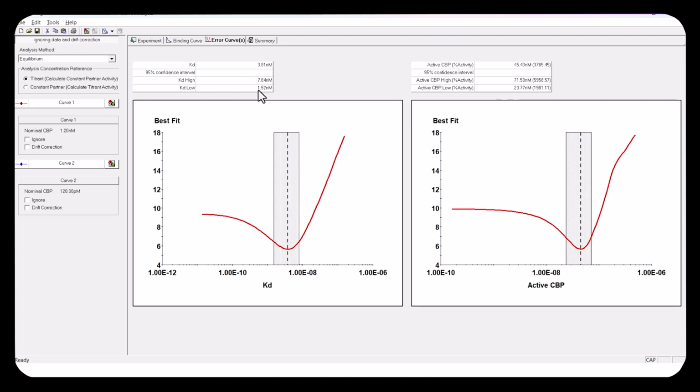We are easily including most of the range of the other analysis, and the other KD is included in our confidence interval, and the same is true for the active CBP. So ignoring that data point didn't significantly change the analysis results. And that's the most important thing that I look for when I'm thinking about ignoring a data point. I don't want it to change my analysis dramatically.